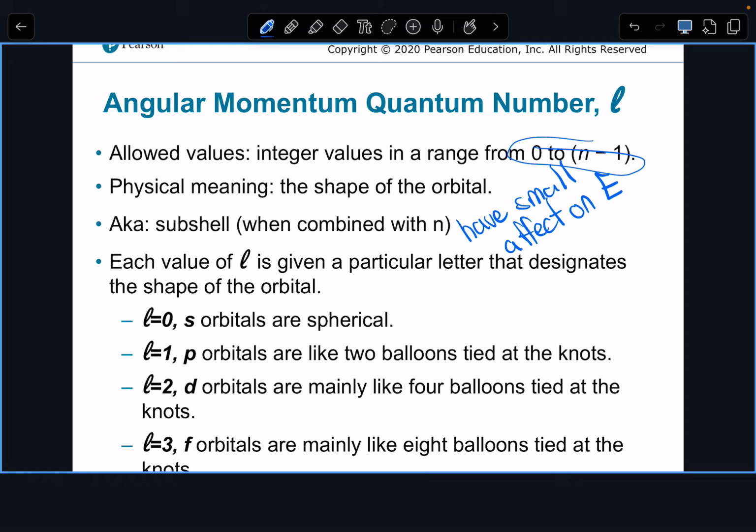Moving up to n equals 3, L is 0 through n minus 1, or 3 minus 1, so that's 2. So a range from 0 to 2. So 0, 1, 2. You're noticing, hopefully, that every time the n increases, we get one additional L value. So again, L equals 0, L equals 1, L equals 2.